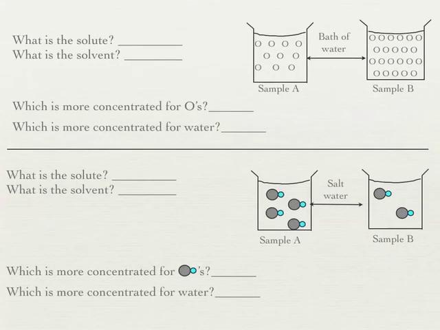All right, if we look at some examples of a few solutions here. Sample A and B here, of these O molecules. What's the solute in that example? The O's. And the solvent in this case is what? Water. Which has a higher concentration of O's? Rosemary? B does. And which has a higher concentration of water? Kimberly? A.